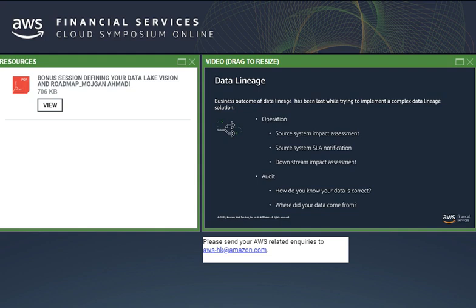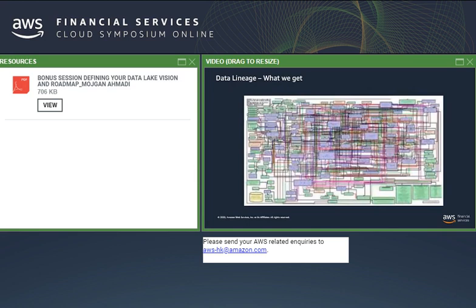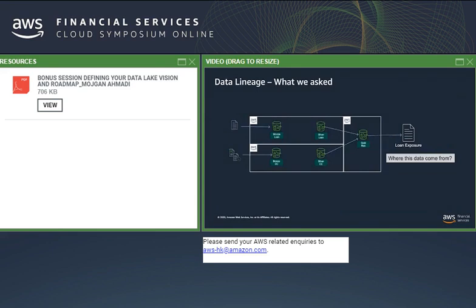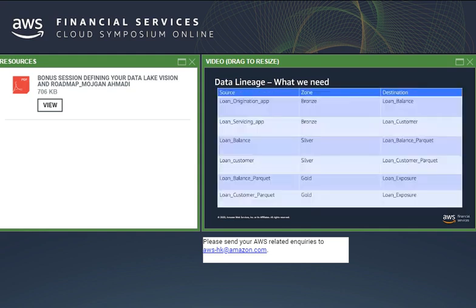On the audit side, we got questions like, how do you know your data is correct? Or where did your data come from? While trying to implement data lineage tools, we lost track of this objective. As a result, this is what we got: something very complex, either on the visualization part or on the information. A large amount of information that is very hard to navigate through. What we really wanted was to answer simple questions. If you have a loan exposure report, where did this data come from? That's all we wanted to ask and get an answer for.